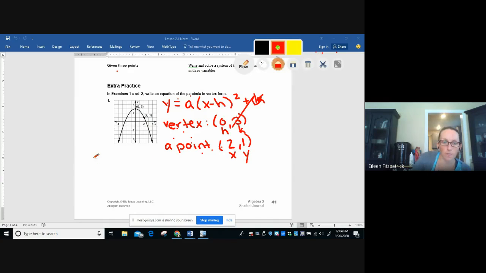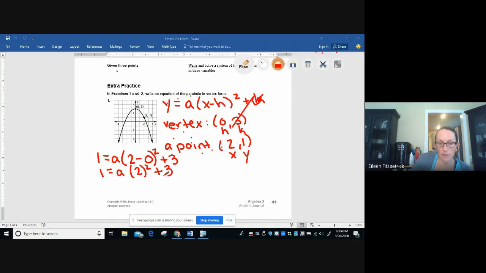I'm going to replace the y with a 1. The a is what I'm trying to solve for. x is a 2. h is a 0, squared. And then k is a 3. Simplify in parentheses first. 2 squared. It's important here to use PEMDAS. You're going to do your exponent next. So it's a times 4 plus 3.